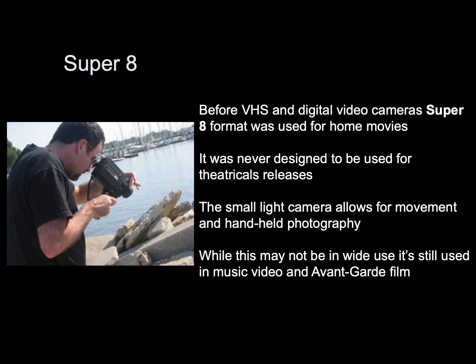Super 8. Before VHS and digital video cameras, Super 8 format was used for home movies. It was never designed to be used for theatrical releases. The small, lightweight camera allows for movement and handheld photography. While this may not be in wide use, it's still used in music videos and avant-garde film.